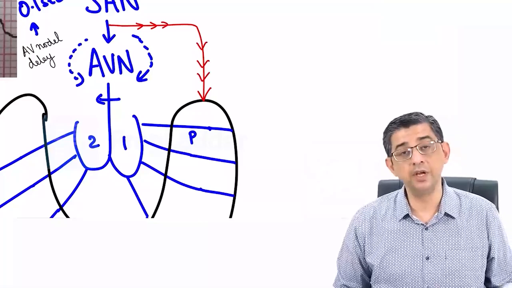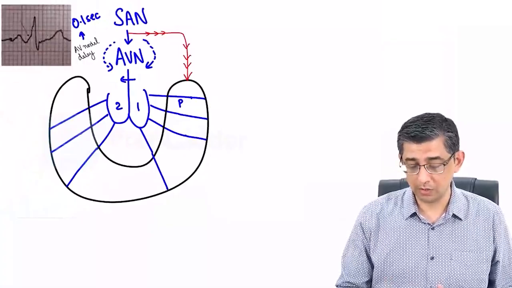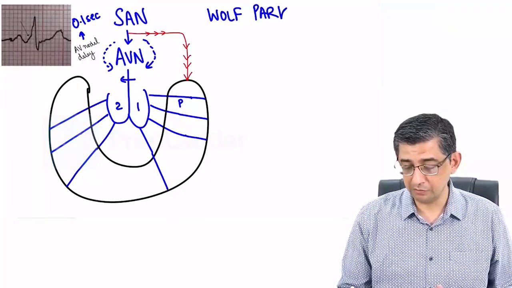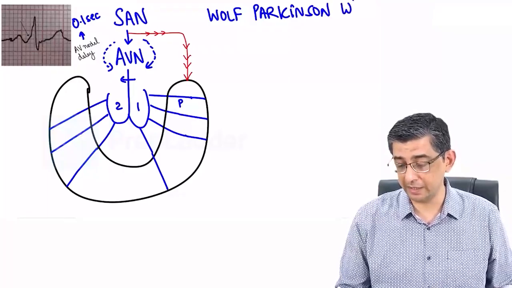So the current will preferentially tend to go across this express highway and will cause an early activation of the ventricles. The topic that I'm teaching you guys is called pre-excitation syndrome, or alternatively Wolff-Parkinson-White syndrome. The first and foremost problem of this person is that the ventricles are getting excited earlier than normal.